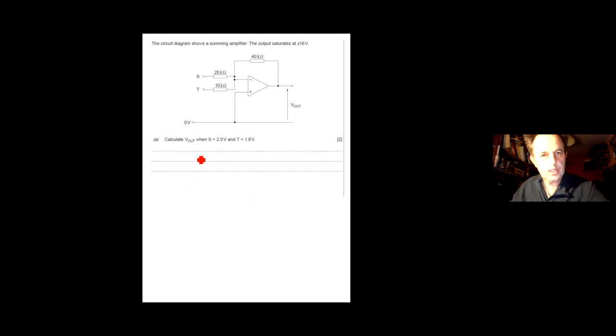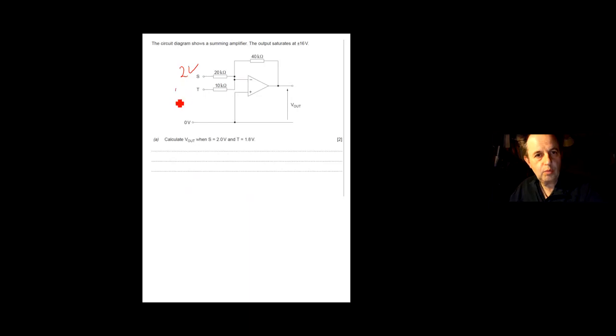Right, an example of how we use it. In this case, we've got two volts, and in this one, we've got 1.8 volts going in. First thing, always in an exam, you might get a mark for it: your V output equation. So you've got minus RF, and then your bracket, which is V1 over R1 and V2 over R2. We've only got 2 resistors, so I'll leave it there. It's a simple case of putting the numbers in, but make sure you use the right ones. The feedback resistor is the top resistor, 40k.